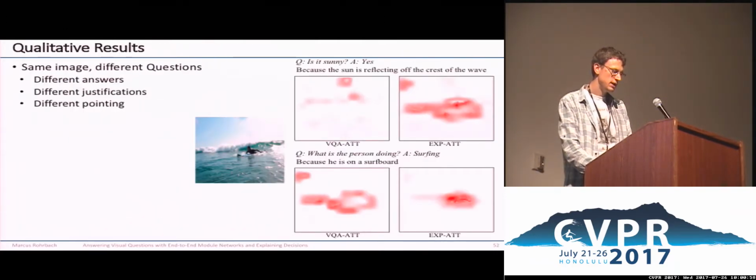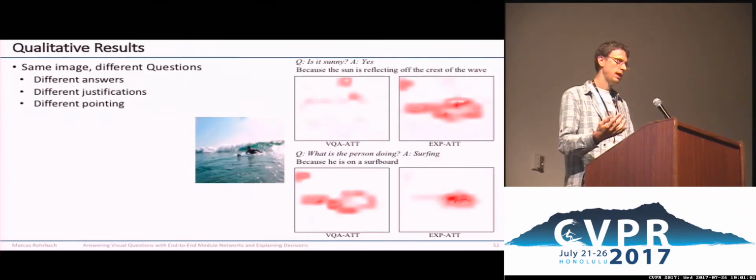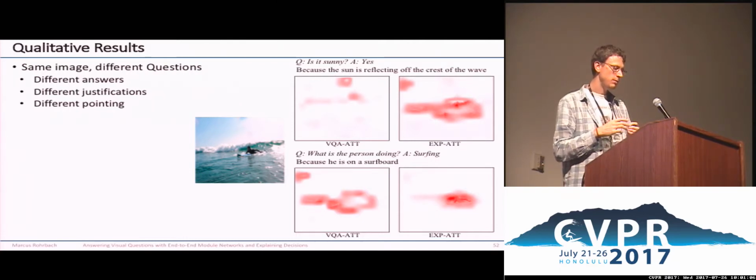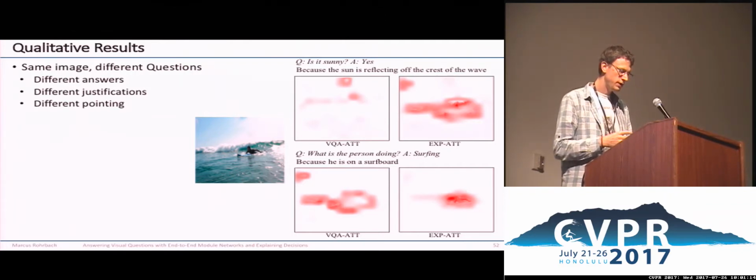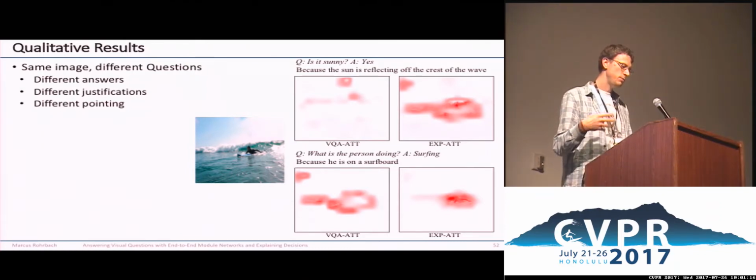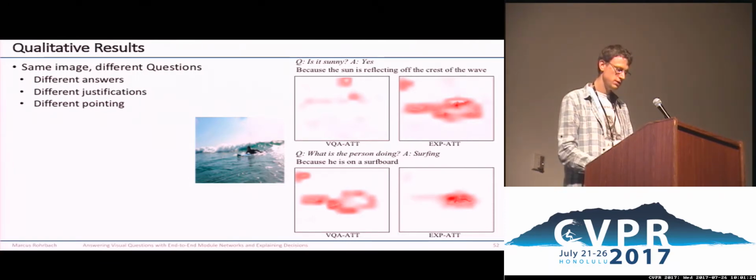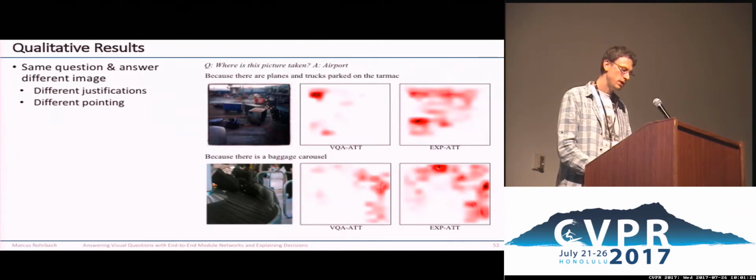Some qualitative results. I think it's always interesting to look at where only part of the thing changes. For example, here we have the same image and different questions. So is it sunny? Yes. And what is the person doing? Surfing. You see we get different predictions both with respect to the textual explanation and the pointing explanation. Or the other way around, if you have the same question and answer but a different image, we also get different justifications and different pointings.